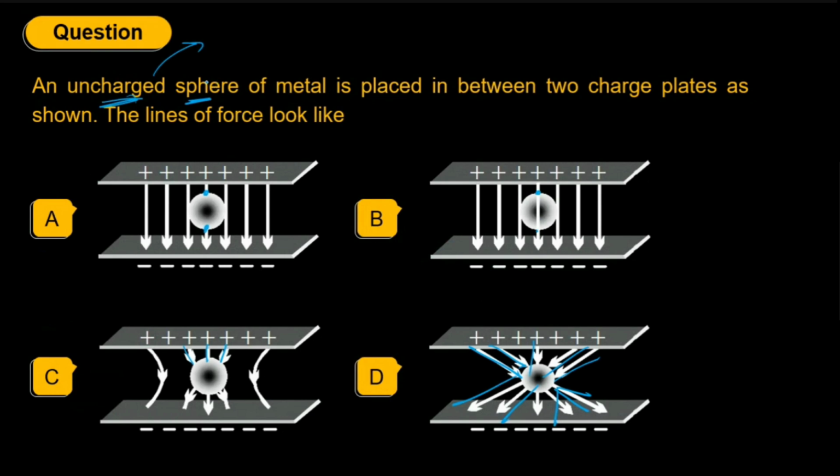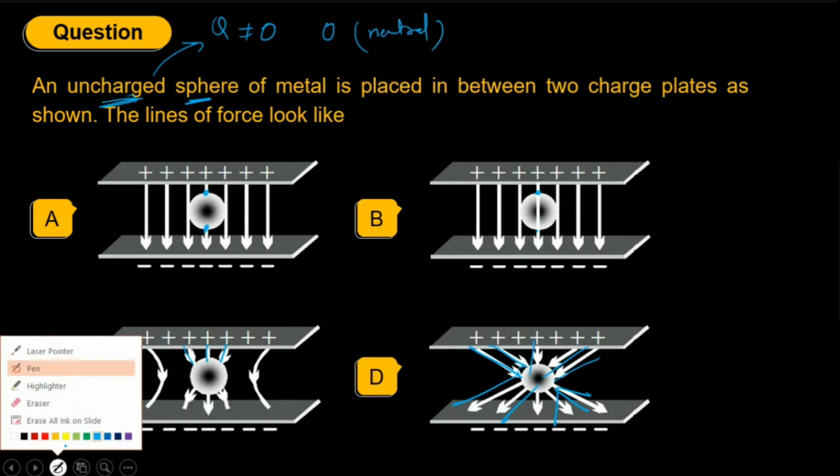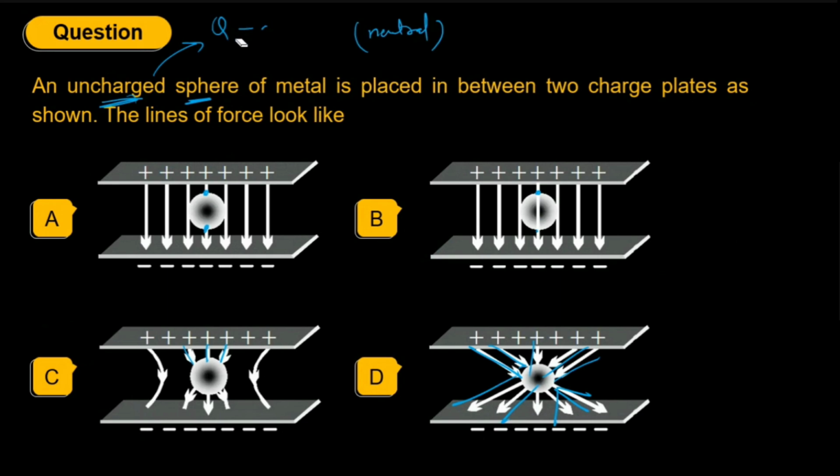First of all, the question is asking about this uncharged sphere. Uncharged doesn't mean that Q is zero in the sense of nothing being there; it means that it is neutral in nature. So we have to define something here, and for this, we have the nature of the electric field lines. Electric field lines, first of all, never pass through the conductor. So option B is highly wrong. This is highly against the basic behavior of a conductor. Conductors will never allow electric field to pass through them.